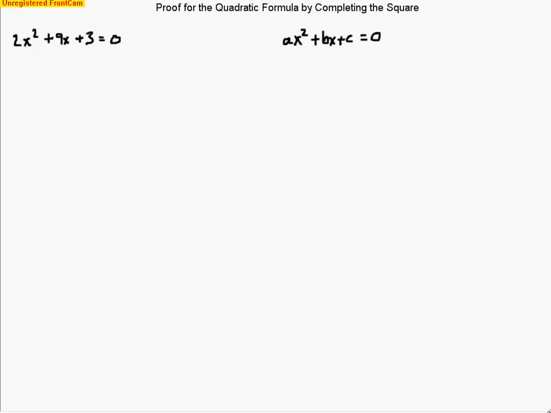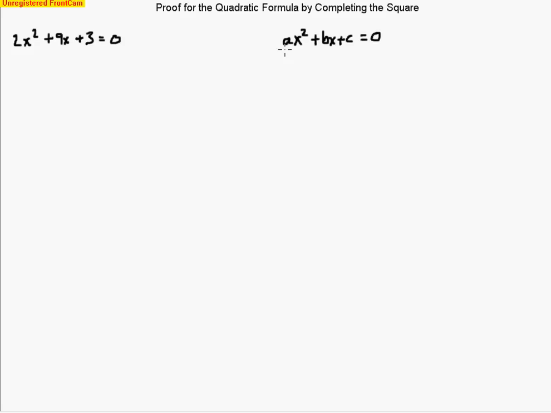Here's the proof for the quadratic formula by completing the square. The way I'm going to show you this is by using one trinomial with numbers and then one with just variables. So notice here we have 2x squared plus 9x plus 3 equals 0. And I'll be solving this one at the same time.